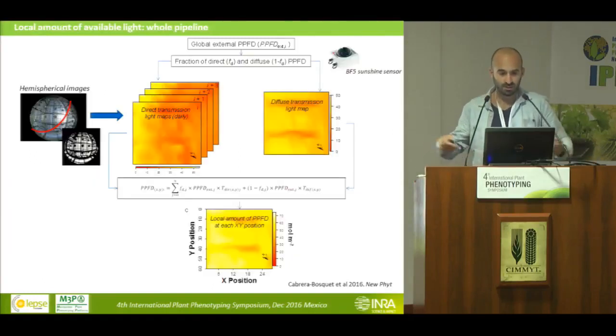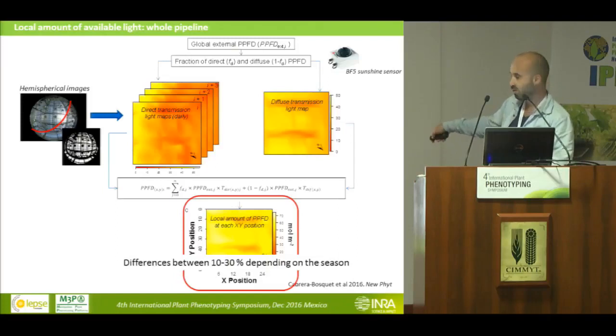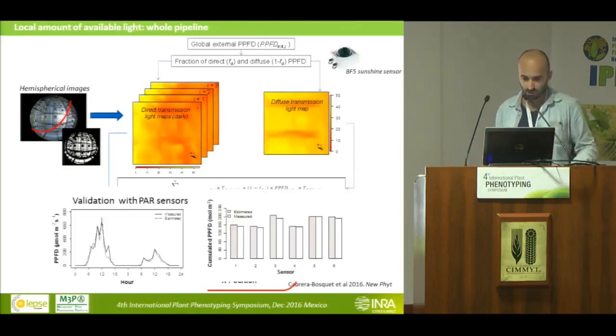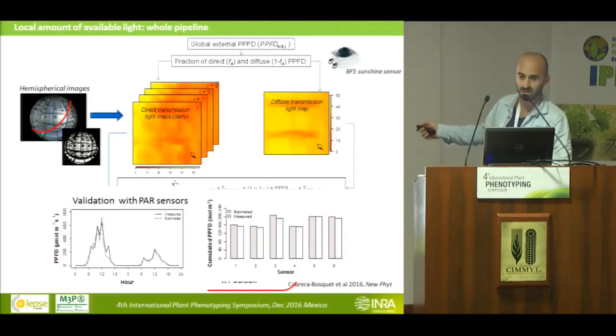So putting all this information together, we mixed these direct light transmission maps and the diffuse light map, and then we obtained a local amount of light for each XY position in the greenhouse, with differences that were between 10 and 30% depending on the season. And of course, these results were validated with the PAR sensors that were placed at fixed positions in the greenhouse.